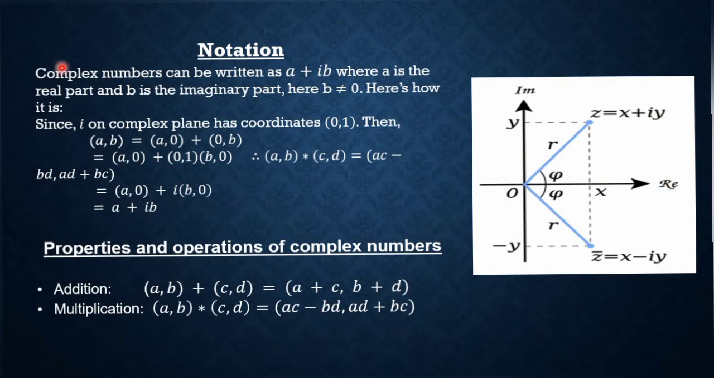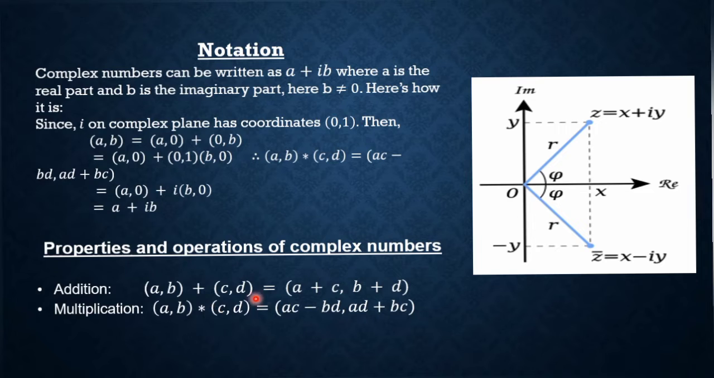Complex numbers can be written as a plus b iota, where a is the real part and b is the imaginary part. Here b is not equal to 0. Here is how it works. Since iota in complex numbers has coordinates (0, 1), I am just proving how a plus b iota is equal to (a, b). So a plus b iota is equal to (a, 0) plus (0, b), and then we take (0, 1) common.